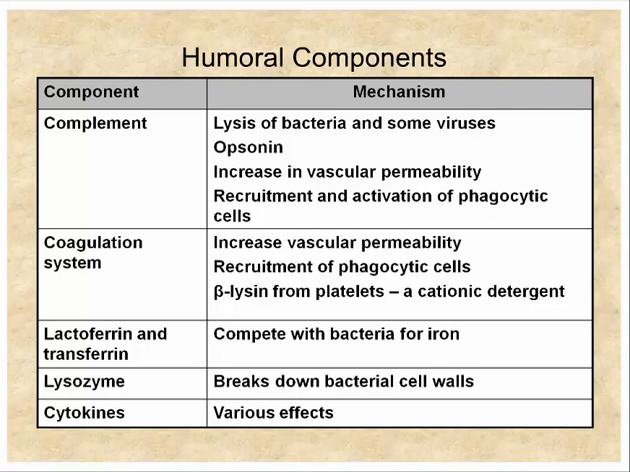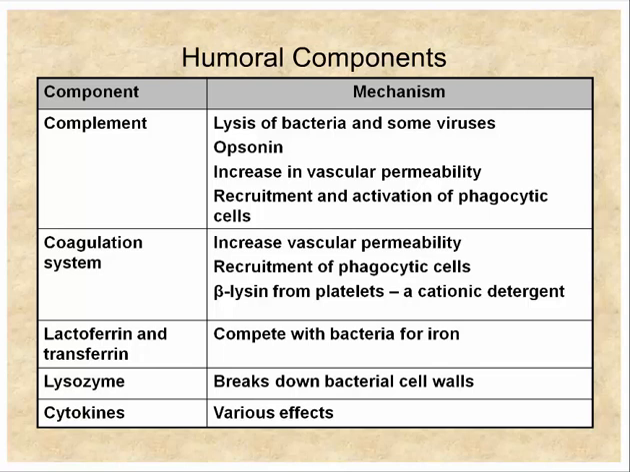Certain components of complement will act as an opsonin, right? And complement components can increase vascular permeability and recruitment and activation of these phagocytic cells that we're going to talk about shortly. But complement is not the only humoral component. There are components of the coagulation system that do similar things, increase vascular permeability, recruit the phagocytic cells.